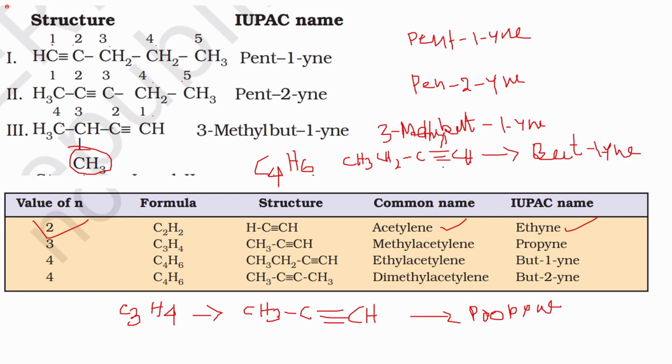So this is the terminal one. Internally it is also possible. So CH3, C triple bond C, and then CH3. So then what will generate? But-2-yne. Okay, so we are generating the but-2-yne.